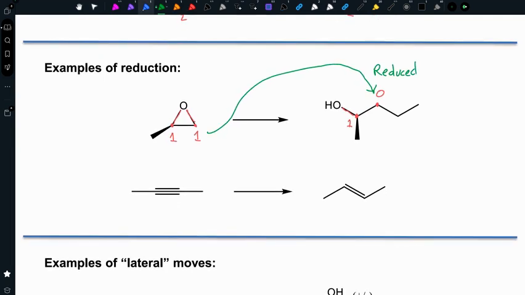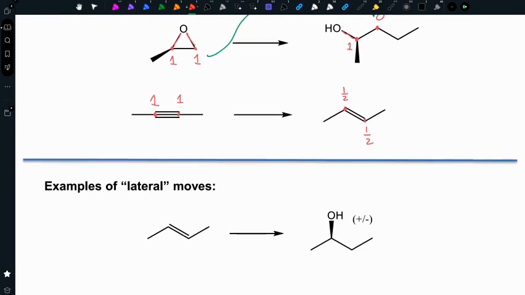It's also an example of reduction if I take my alkyne, where we said each of those carbons, because it has 2 pi bonds to another carbon, is oxidation level 1, whereas in the alkene product, each of them has an oxidation level of 1/2. So those have been reduced. So that's a reduction reaction.